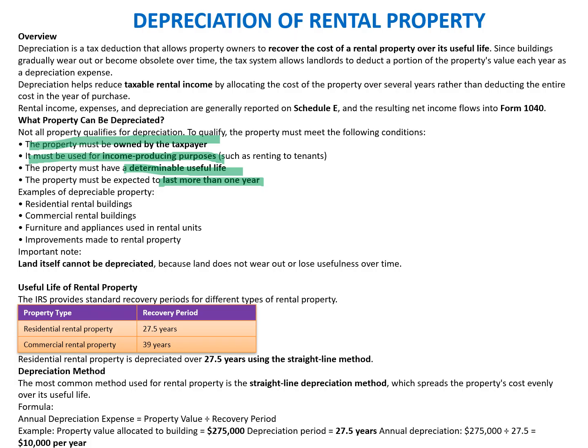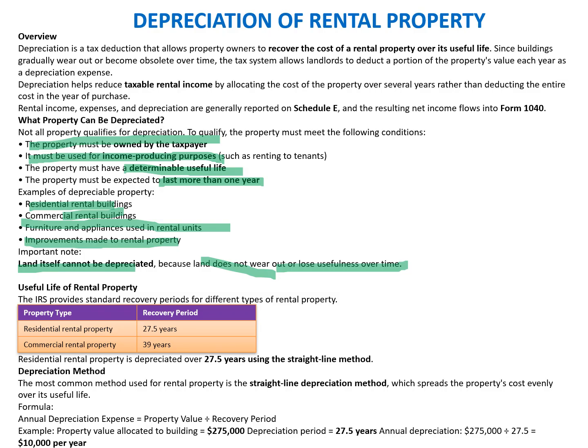Examples of depreciable property are residential rental buildings, commercial buildings, furniture and appliances used in the rental units, improvements made to the rental property, and any other relevant expenditure that has been incurred for which the benefit is going to accrue over a period of time. Land itself cannot be depreciated because land does not wear out or lose usefulness over time. So depreciation is largely on the building and furniture, plus any other fitments that improve the quality of the building, but the benefit can be claimed over a period of time.